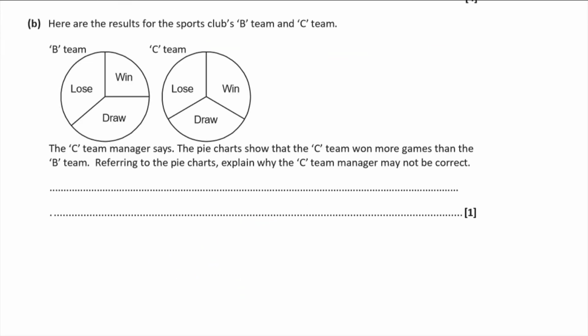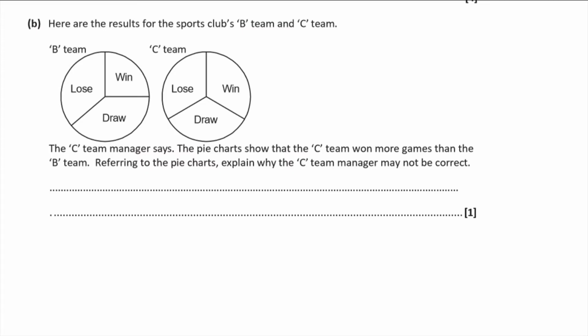Part B says, here are the results from the sports clubs B and C team. The C team manager says that the pie chart shows that the C team won more games than the B team. Referring to the pie charts, explain why the C team manager may not be correct. Okay, well, you can see that the C team proportionally won more games, but you don't know how many games the B and the C team played.